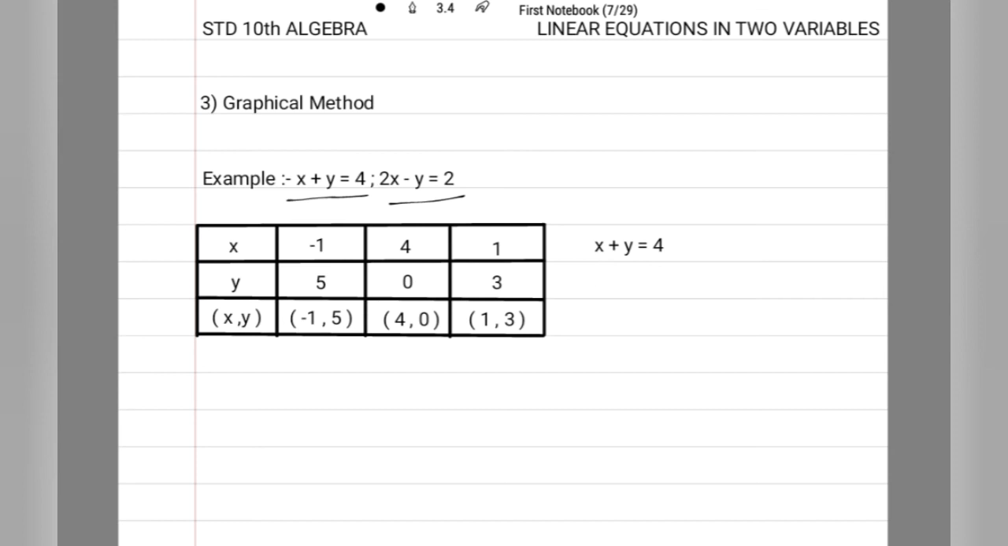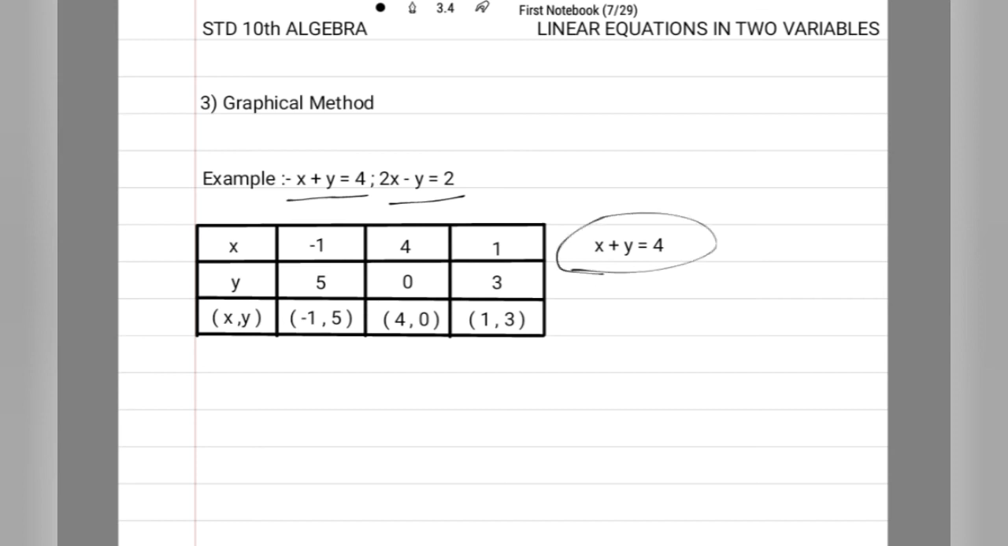So this is what we do in each method, that is we just find the intersection points of the two lines. Okay, and this is the graphical method. So we have to plot the two lines on the graph and then find its intersection point, and then we get the solution. Okay, so let's start with the first equation, that is x plus y.